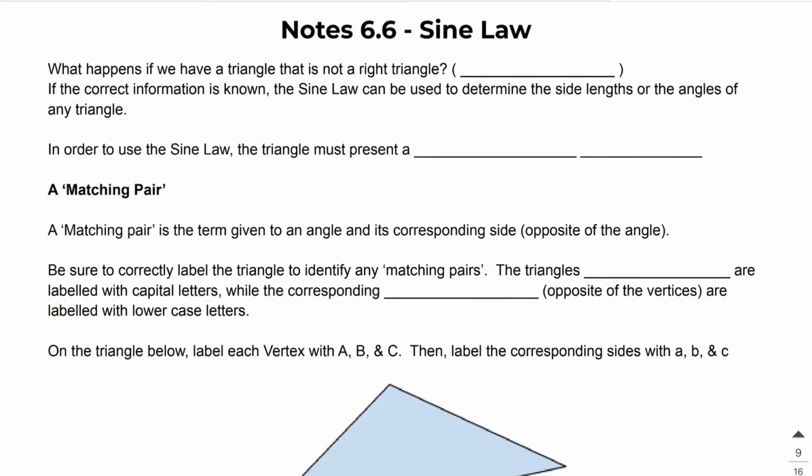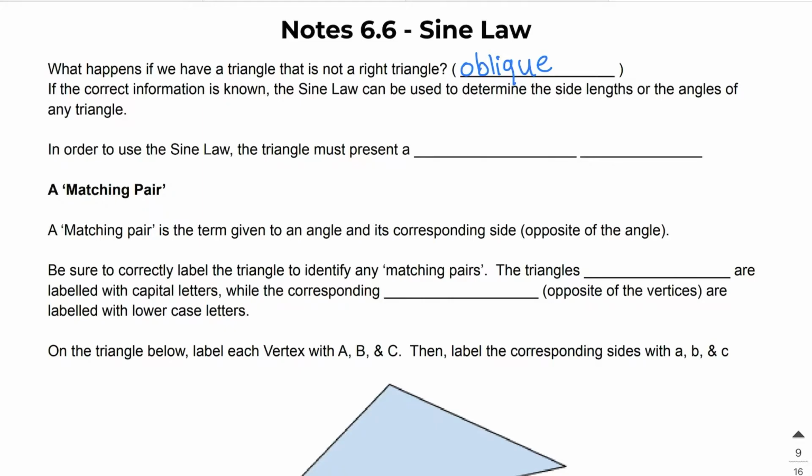Hi, people. Note 6.6 are on the sine law. So all the trig that we've done so far in this unit has only dealt with right triangles. But we can use trig for triangles that are not right triangles. So what happens if we have a triangle that is not a right triangle? The name of a triangle that's not a right triangle is called an oblique triangle.